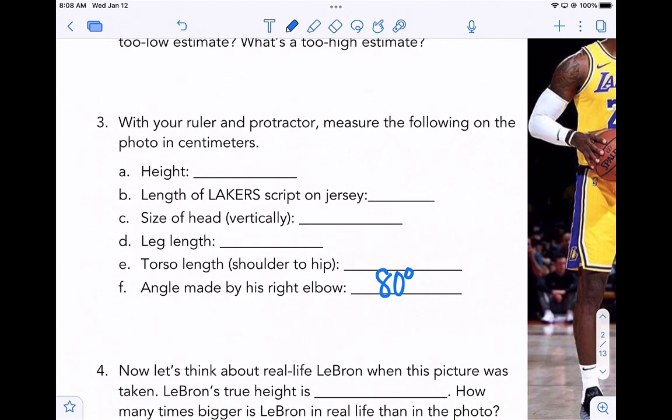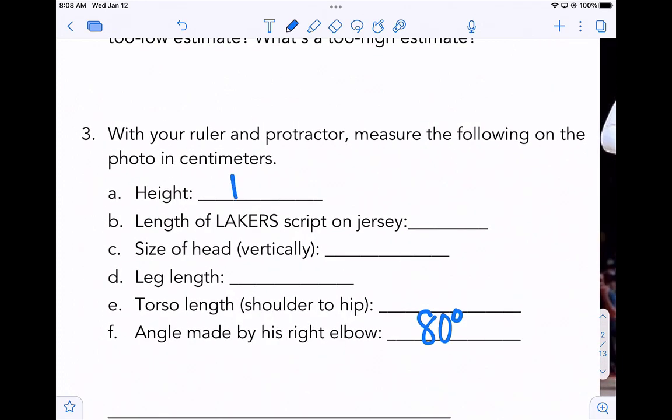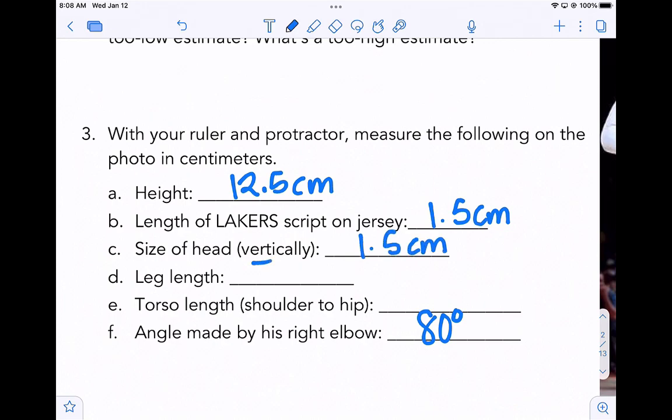And then if you want to check your answers for his height, I got about 12.5 centimeters. The length of this Lakers script on his jersey, I got about 1.5 centimeters. The length of his head vertically, I got about 1.5 centimeters. His leg length, about 7.5 centimeters. And his torso length, about 3.5 centimeters.